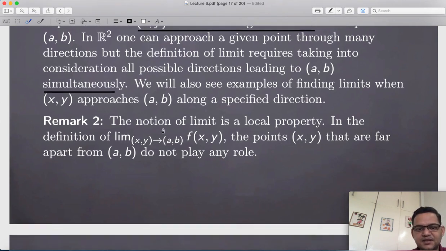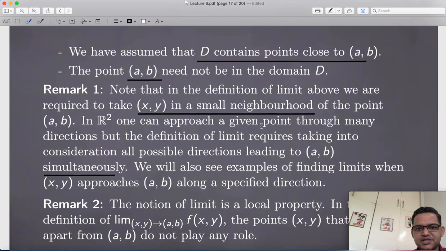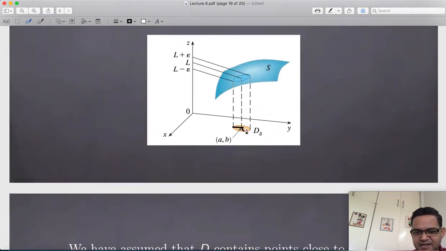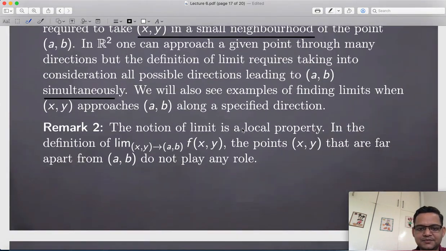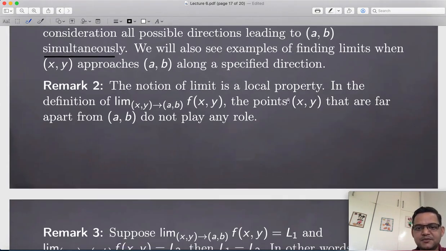And as I said, this is a local property. Finding the limit is a local property, because if I am interested in the limit of the function at this point, then I am just worried about the function near this point. So this is the meaning of local: this property of the limit doesn't depend on the points which are sitting away from the point (a, b). All you need to worry about are the points which are close to (a, b).